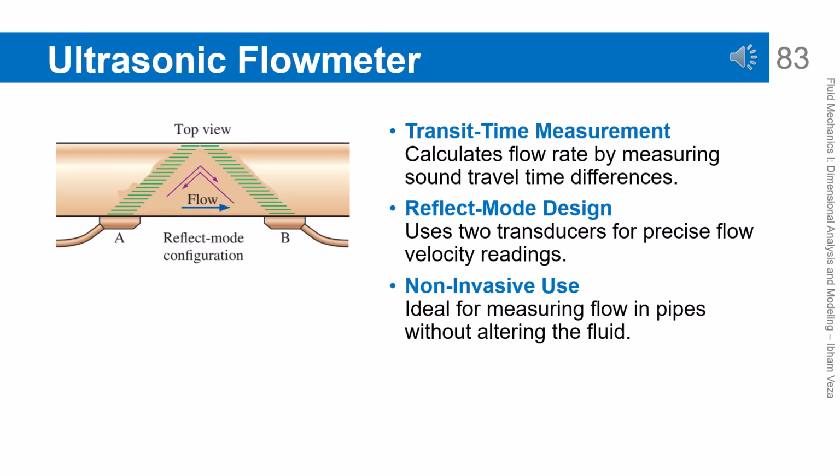Ultrasonic flow meter. An ultrasonic flow meter measures flow rate by comparing the travel time of sound waves along and against the flow direction. The difference in travel time is directly related to the fluid velocity. This method does not require moving parts inside the pipe. Because it is non-intrusive, it does not disturb the flow. This technique is well suited for pipes that are difficult to modify.